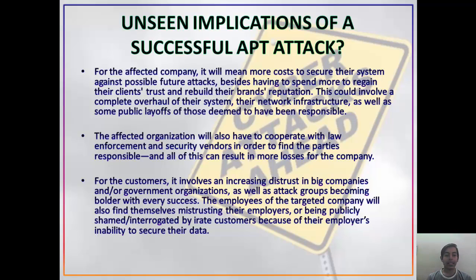Similarly, the affected organization will also have to cooperate with law enforcement and security vendors in order to find the parties responsible, and all of this can result in more losses for the company. For the customers, it involves an increasing distrust in big companies and government organizations, as well as attack groups becoming bolder with every success. So these are some of the unseen implications of a successful APT attack.